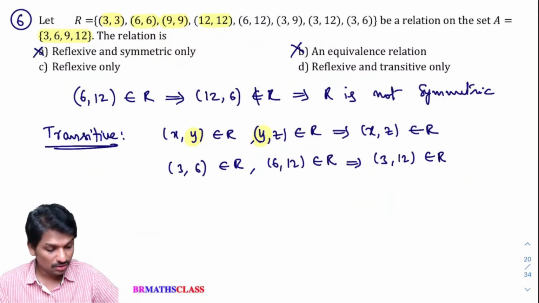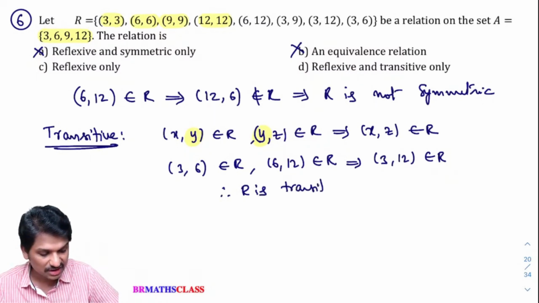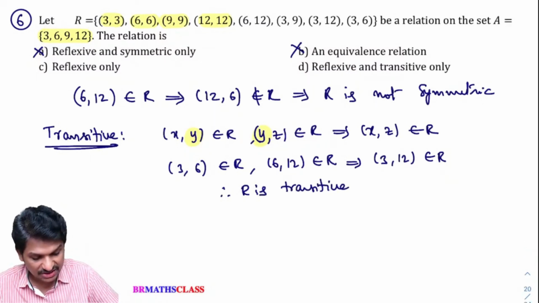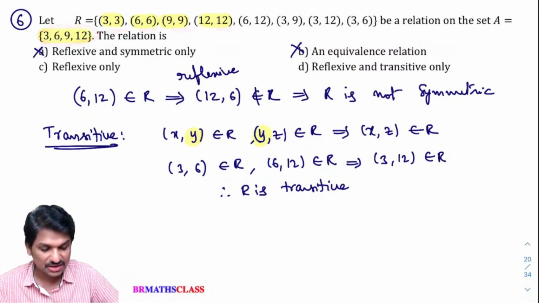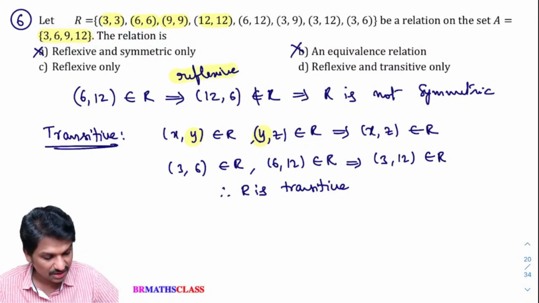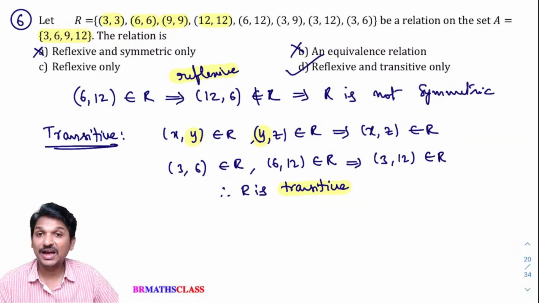Right? Good. Now, 3 comma 12 belongs to R. What can I say? I can say that the relation R is transitive. So what happened? This relation is reflexive. Why? Because 3 comma 3, 6 comma 6, 9 comma 9, 12 comma 12 belong to this relation. That's why this relation is reflexive. This relation is transitive. So in this, option D is the right option. I hope you understand. Very good. Now we'll move to the next question.